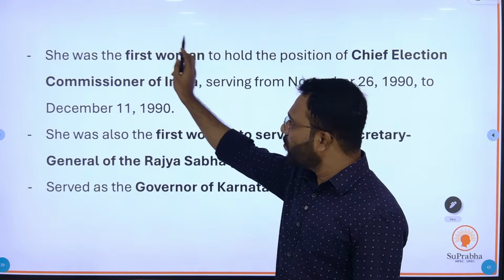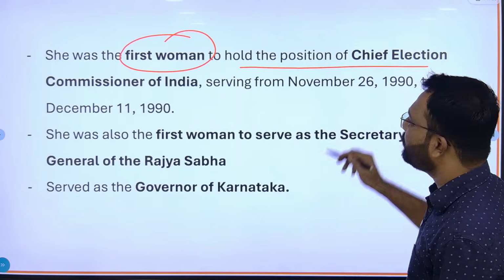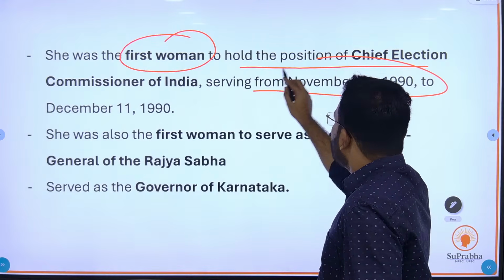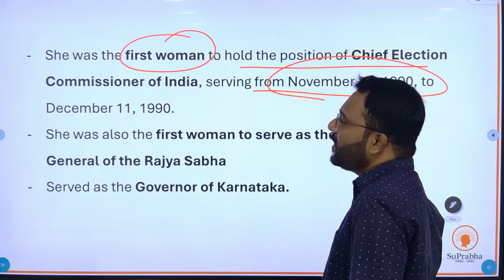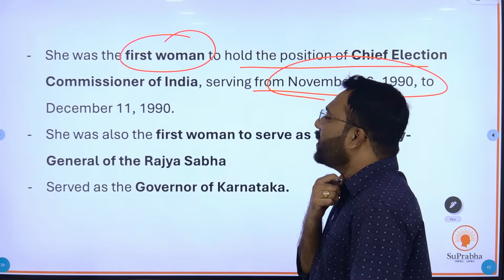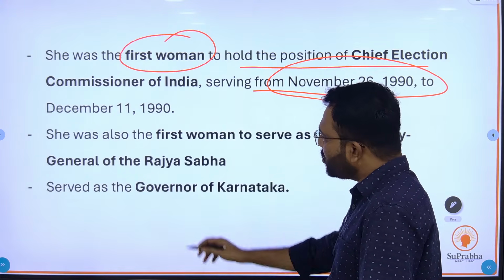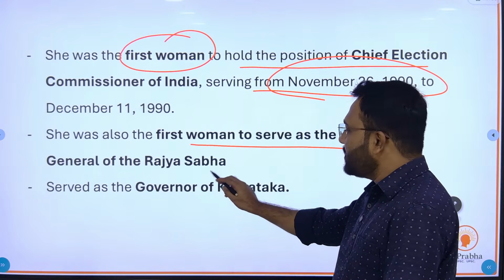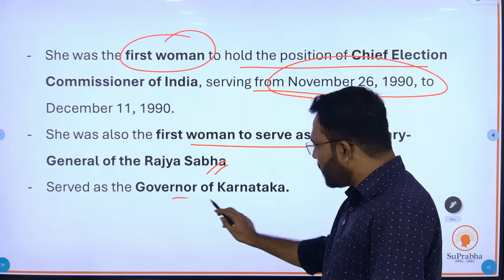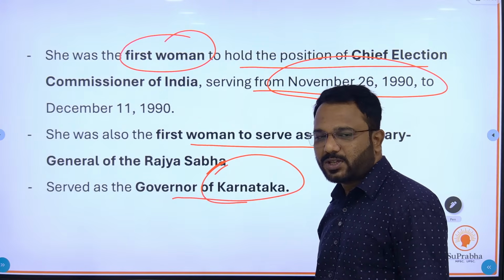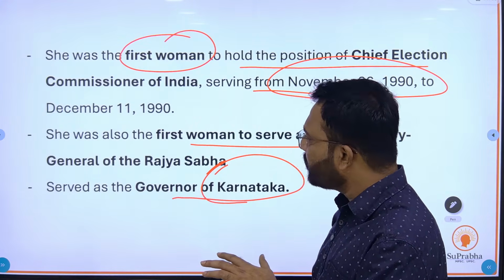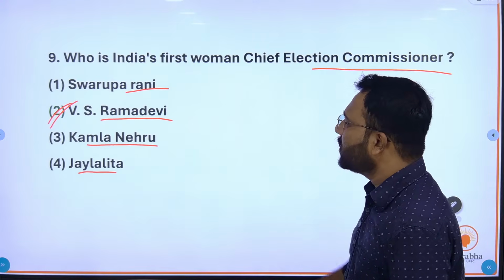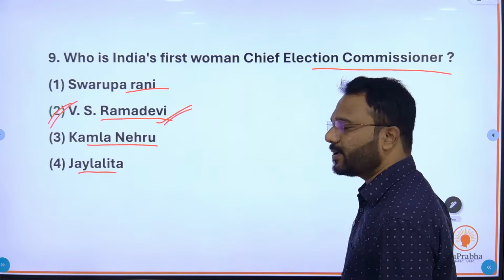She was the first woman to hold the position of Chief Election Commissioner of India, serving from November 26, 1990 to 11 December 1990. She was also the first woman to serve as the Secretary General of Rajya Sabha, and to serve as the Governor of Karnataka. Okay, so this is the most important information for this personality named V.S. Ramadevi. Right option is second.